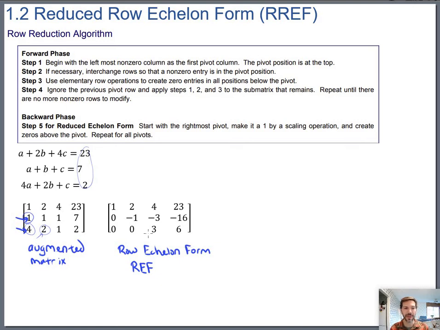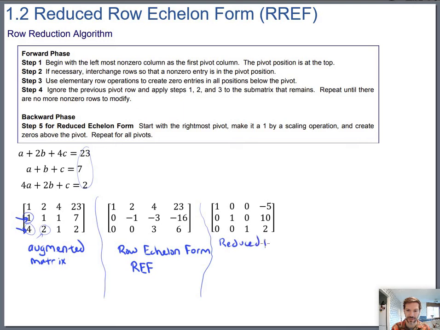That's all well and good, but if we do this step 5, the backward phase, which is putting zeros above and putting ones on the diagonal, we can go one more step here, and we can get this. This is called the reduced row echelon form.